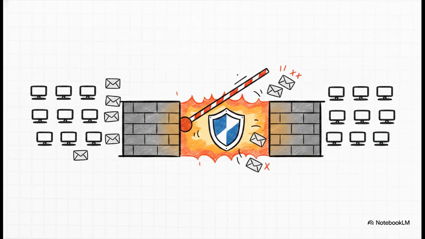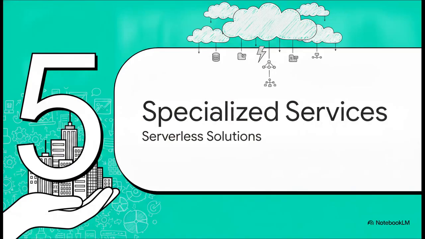So the crucial point is you need a firewall. Firewalls are absolutely essential for controlling the flow of traffic between your subnets. They act as the internal security checkpoints inside your digital city, making sure only the exact right traffic gets to the exact right places. And finally, Section 5, Specialized Serverless Cloud Services.